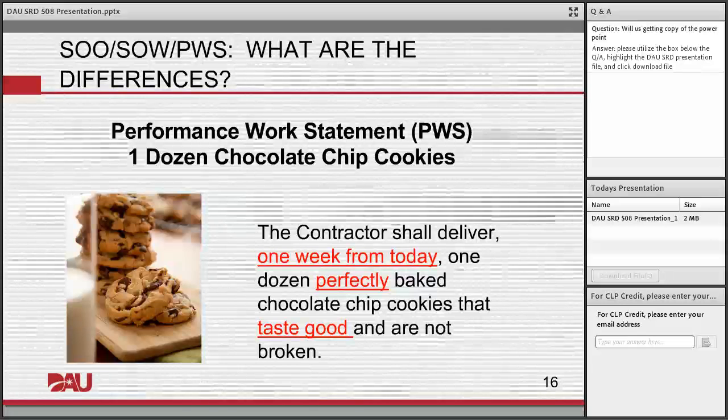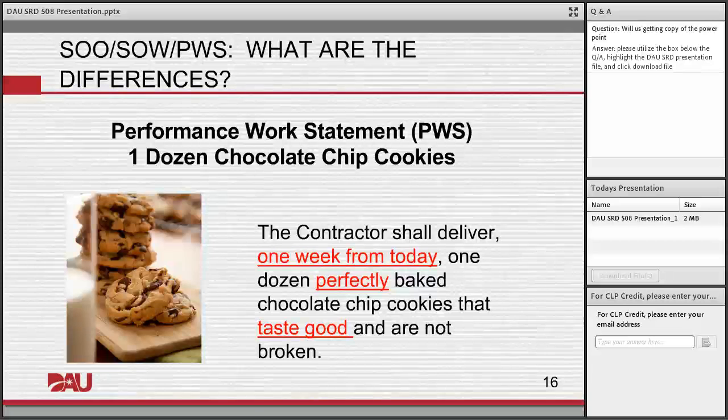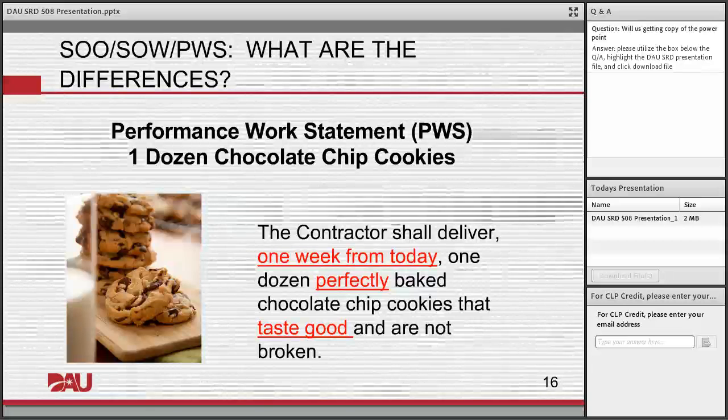1 week from today needs to be objectified. When is that direct delivery date requirement? And then you've got perfectly baked chocolate chip cookies. What is a perfectly baked chocolate chip cookie? How many of you like a chewy chocolate chip cookie versus a crunchy chocolate chip cookie? Either one is right and either one can be perfect, but it is in the eye of the beholder. So if an offeror is trying to give me, the government, a perfectly baked cookie, they need to know what I consider to be perfectly baked.